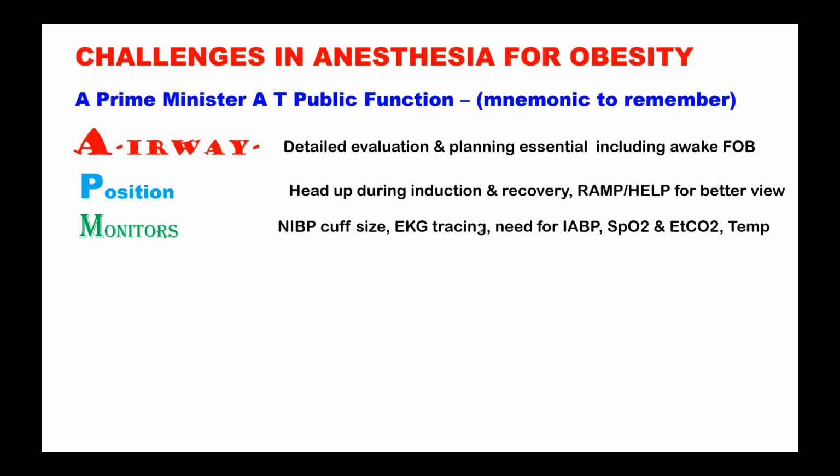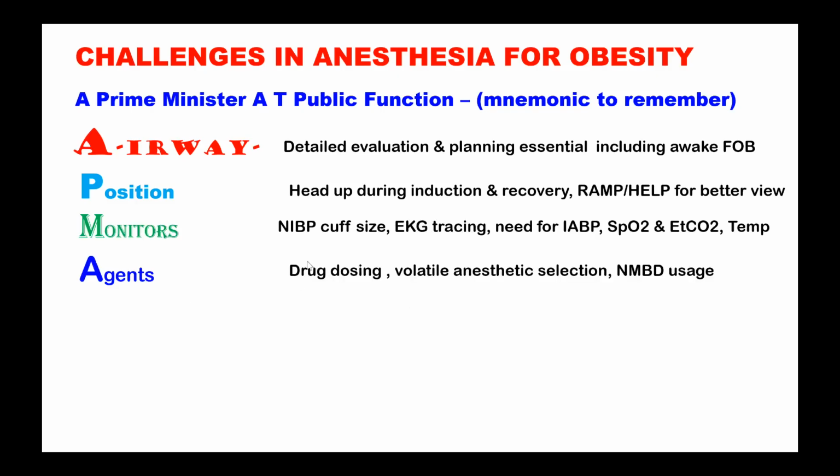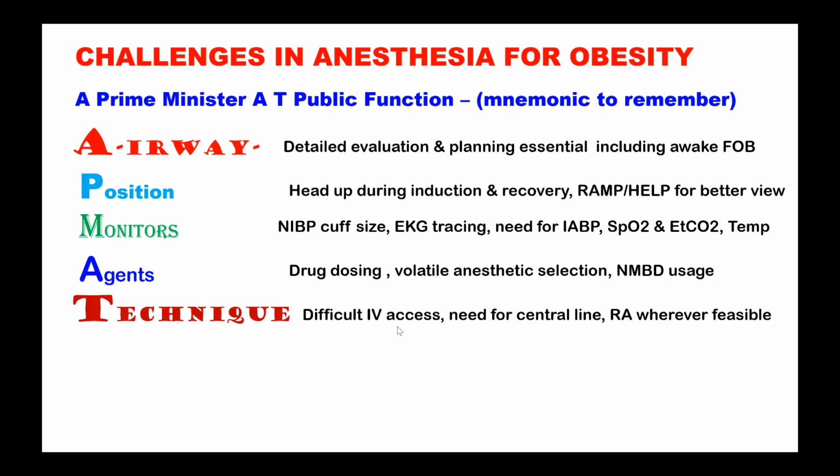EKG tracing may show very small complexes because of the fat, so you have to place the leads correctly. And sometimes you may need IABP, SpO2, EtCO2, and temperature monitoring. Agents which can be safely used: drug dosing based on the various body weights, volatile anesthetic selection, and neuromuscular blocking usage. Then technique of anesthesia: you may have difficult IV access, need for a central line, and wherever possible, regional anesthesia will be safer than general anesthesia. But one caveat: in case of failure of regional, you should be able to convert it to general anesthesia.